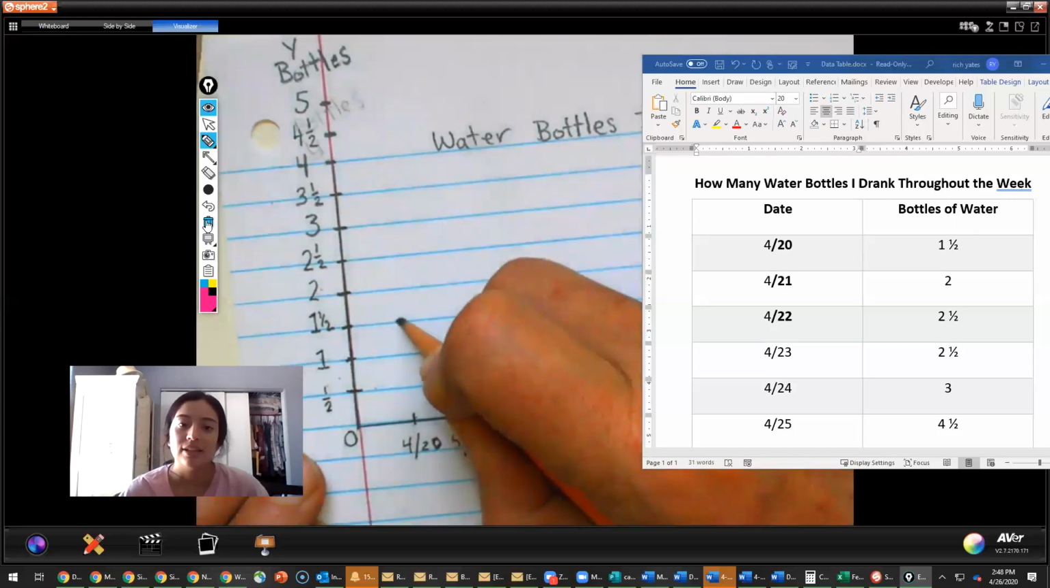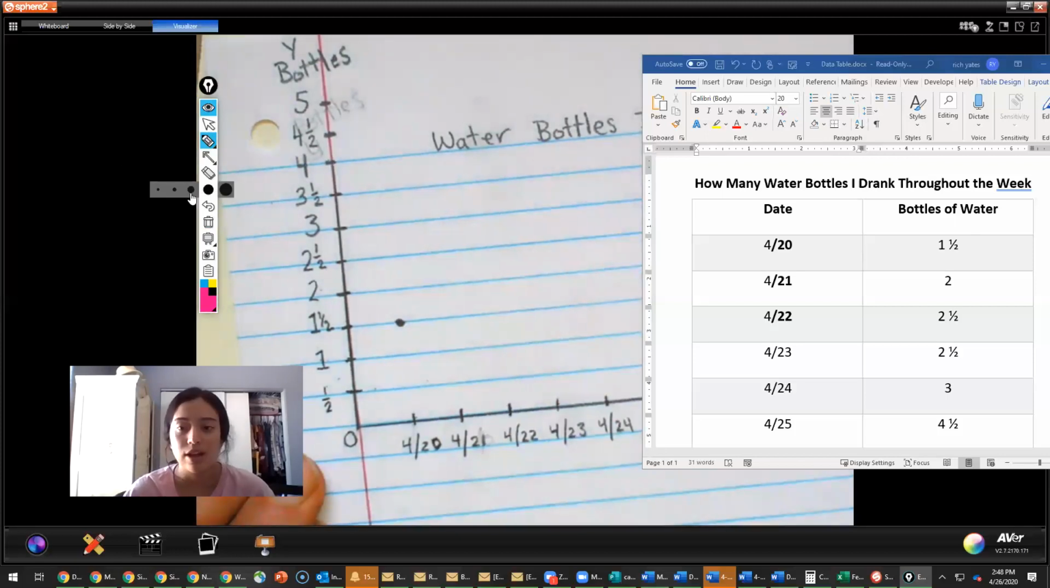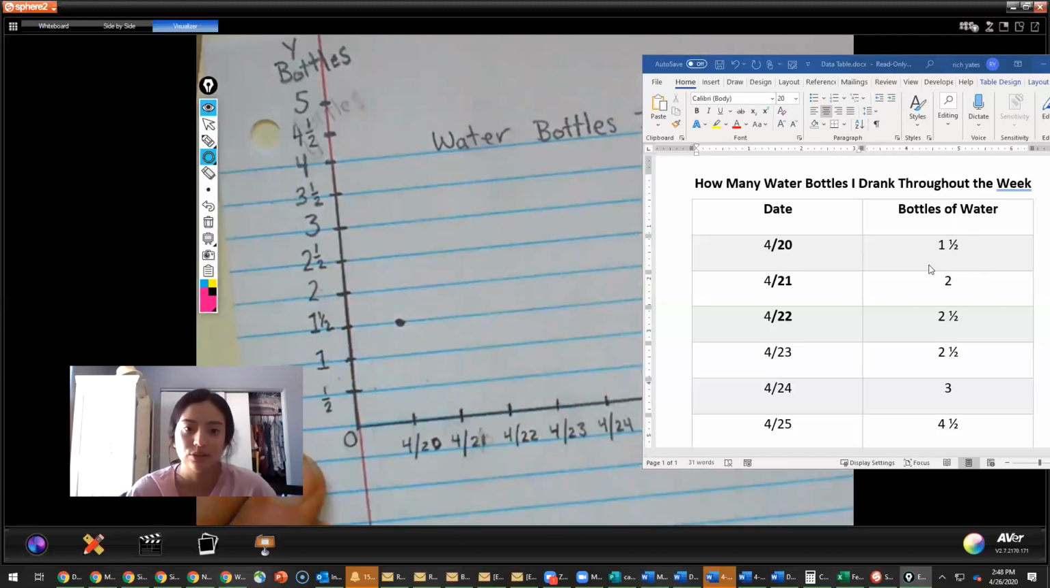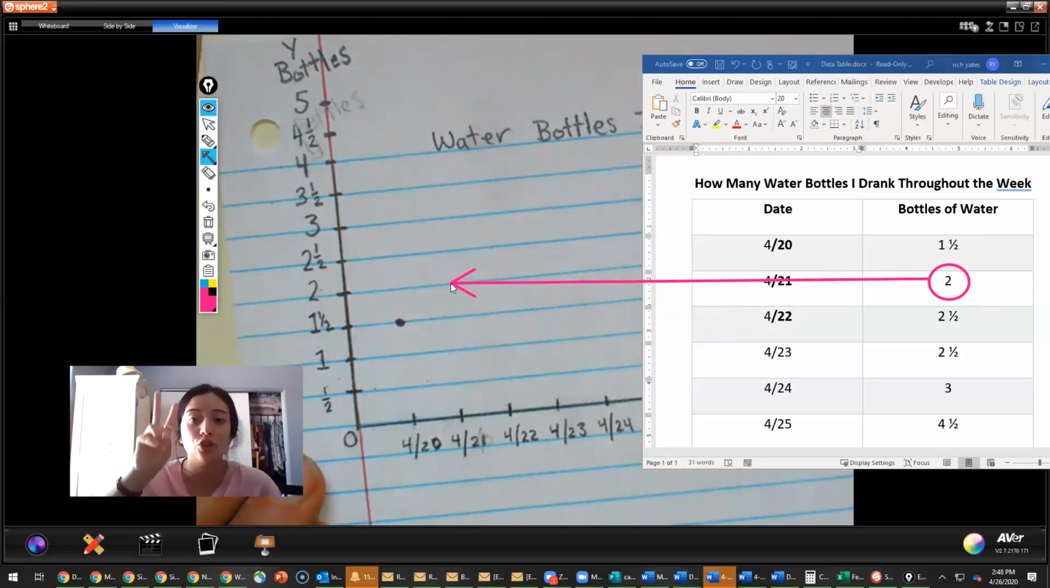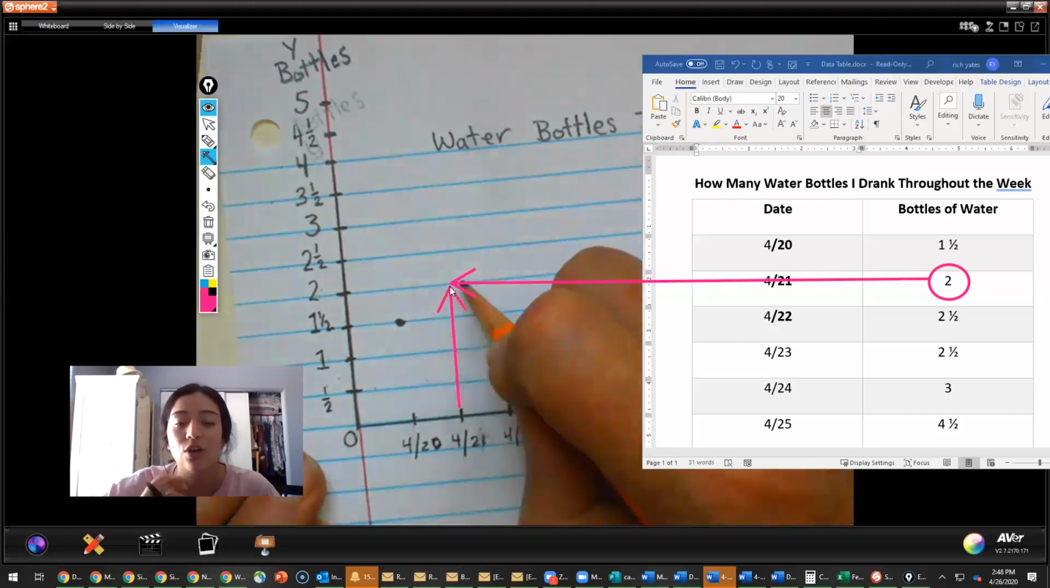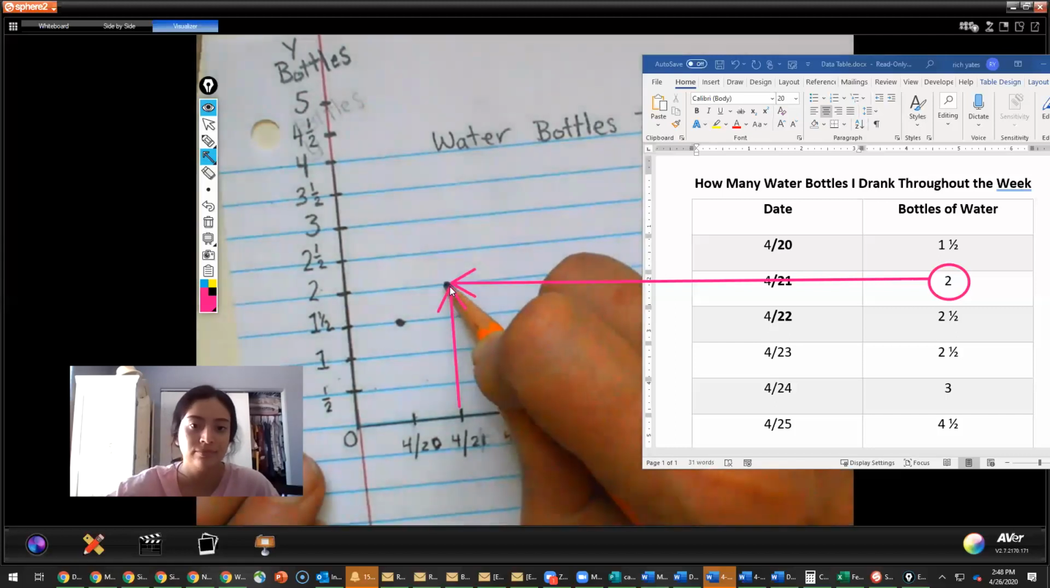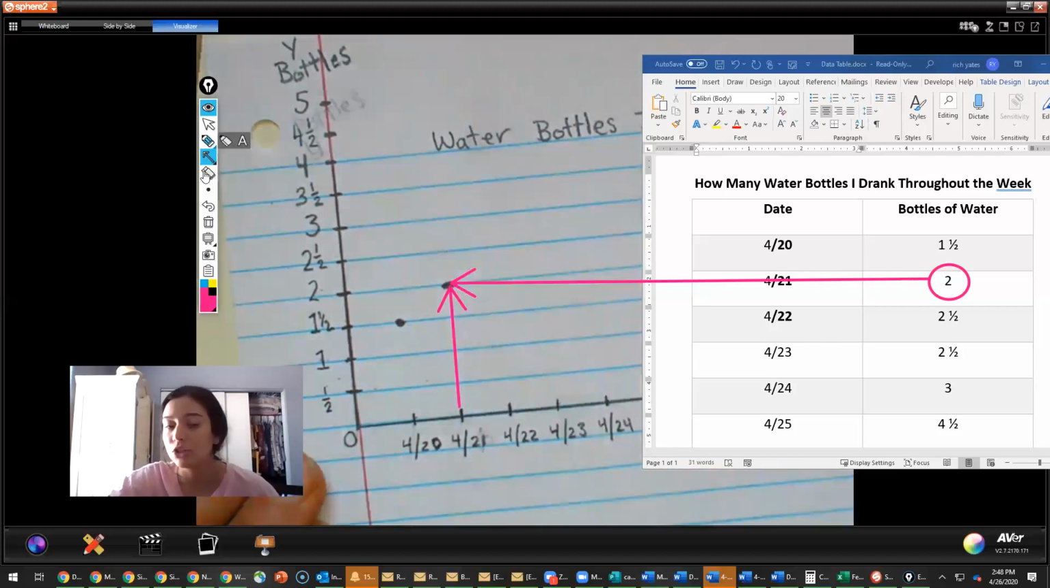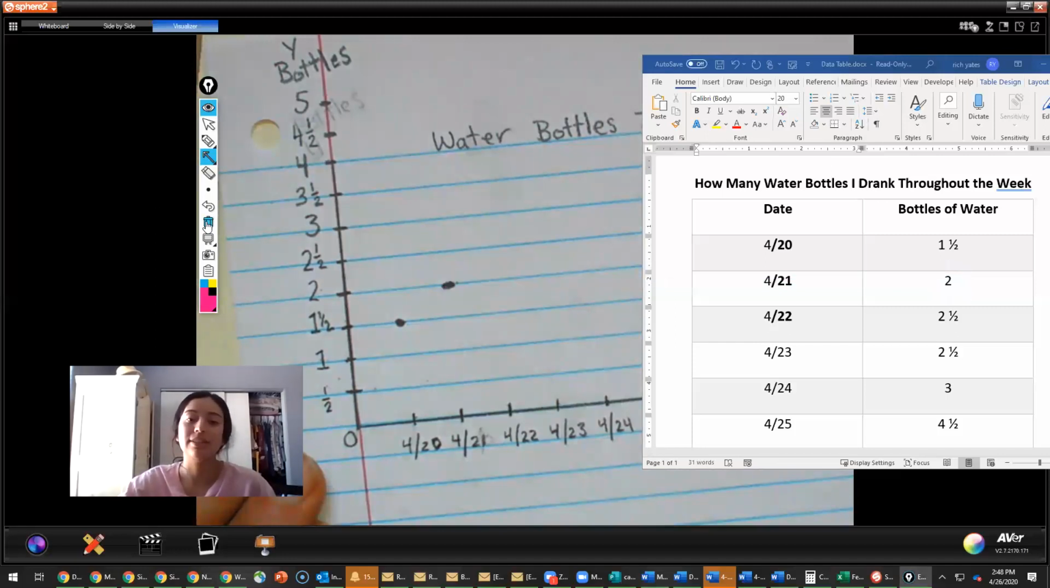So next is on the date of 4/21, I drank 2 bottles of water. So then I'm going to look on my graph, and on my x-axis find the 4/21. And I'm going to match it up with my y-axis of 2 water bottles. So find that 2 and go straight up, just like Mr. Yates is showing you with his annotations, and plot your dot right there. Now, boys and girls, yours is going to look different than mine because you are doing your shadow, but you are going to do the same exact process.